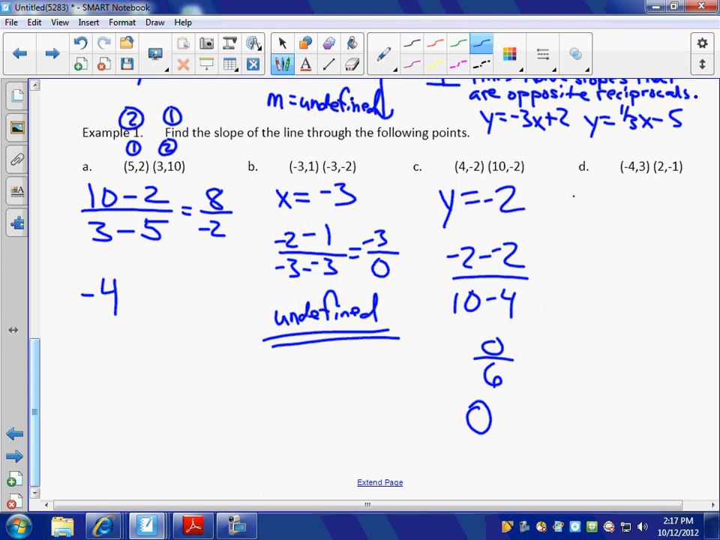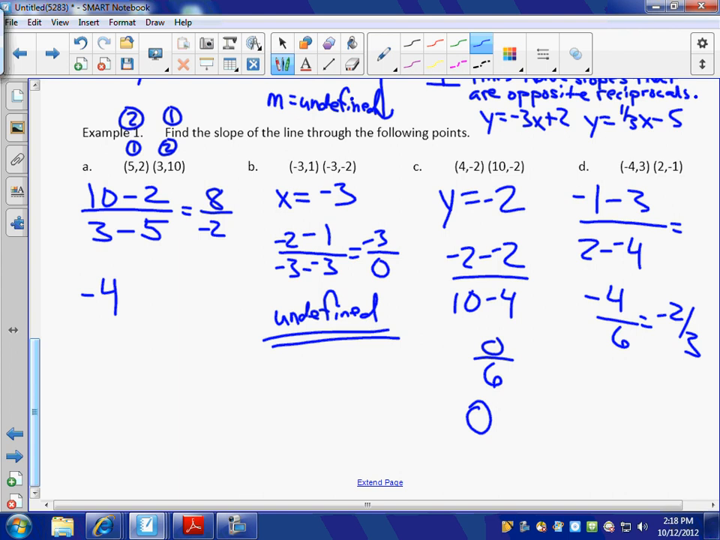And the last one, negative 1 minus 3 over 2 minus negative 4, we get negative 4 over 6, which reduces to negative 2/3. You do need to reduce it to lowest form. That's the expectation. So if I ask you how to find slope on the test, can you do that? If I ask you to write an equation for the horizontal line or the vertical line through a given point, could you do that?